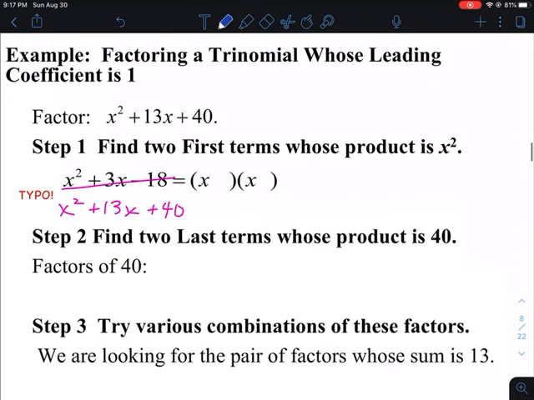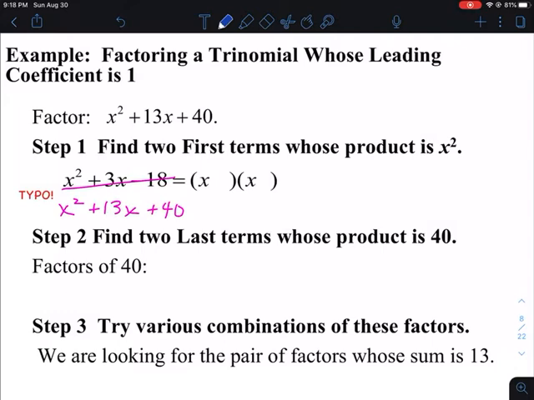So let's look at an example, and I realized in this set of notes I do have a couple typos, so you're going to have to help me out. It says to factor x squared plus 13x plus 40, but then the typo, that's not the same problem. So step 1 says to find the first two terms whose product is x squared. So the only way to make x squared is x times x. That was an easy one.